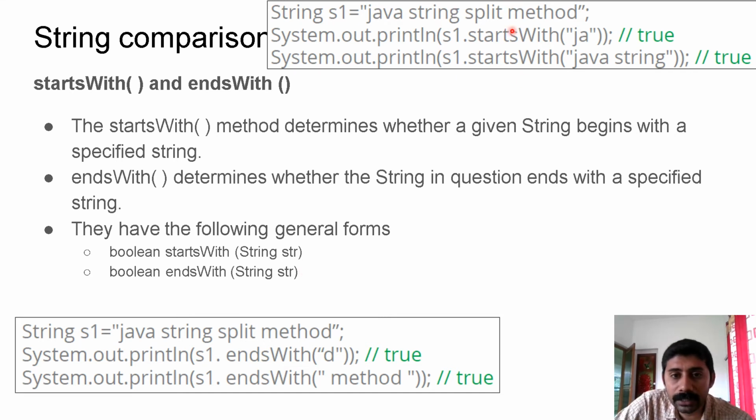Here s1, Java, system dot out dot println s1 dot startsWith Java. Yes, it is starting with Java. Ends with, to check. So the result will be true or false.